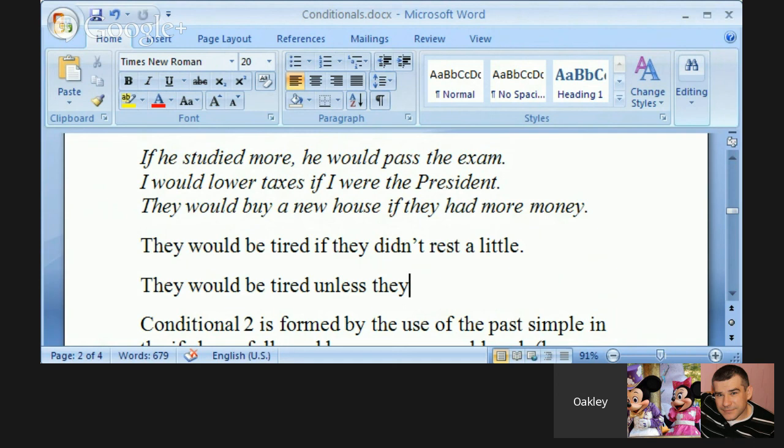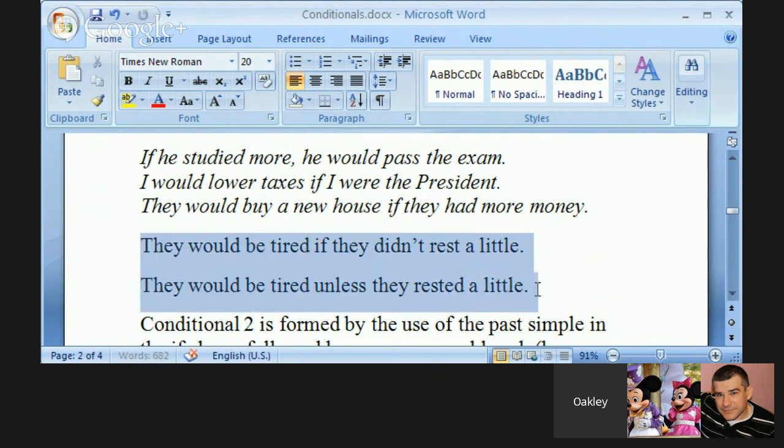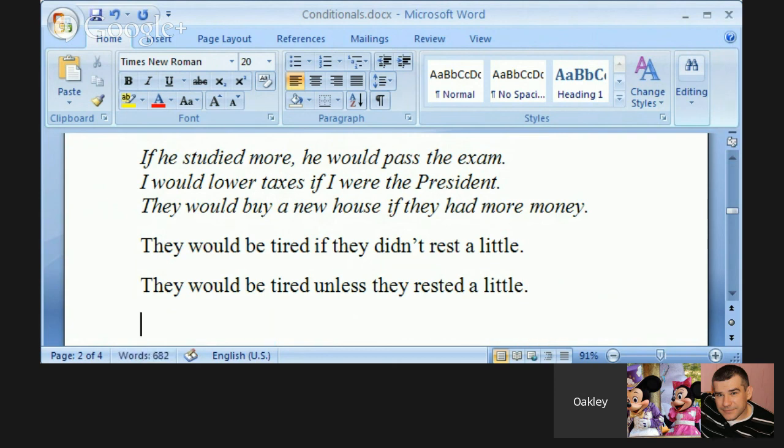So I don't need to say didn't: unless they rested a little. Okay, thank you. You're welcome. And actually, these two sentences mean exactly the same thing. There's no difference in the meaning of these two sentences. The concept, the context is exactly the same.